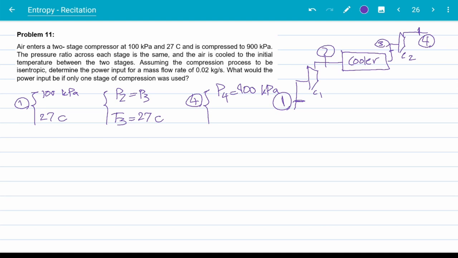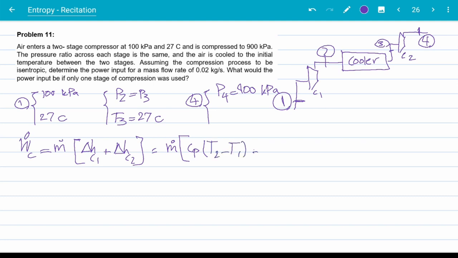We are asked to find the power input for this compressor. So the first law of thermodynamics says that the work of the compressor, the power consumption of the compressor, is m dot times delta H of compressor 1 plus delta H of compressor 2. Expanding this equation, that is m dot times Cp (T2 minus T1) plus Cp (T4 minus T3). Now here T1 is known, T3 is known, T2 and T4 both are unknowns. And we need to somehow figure them out.